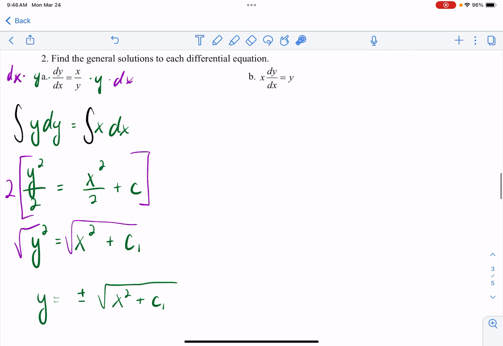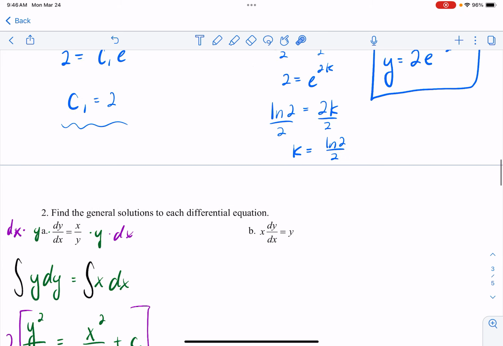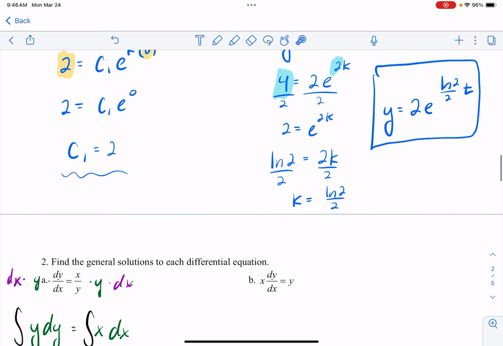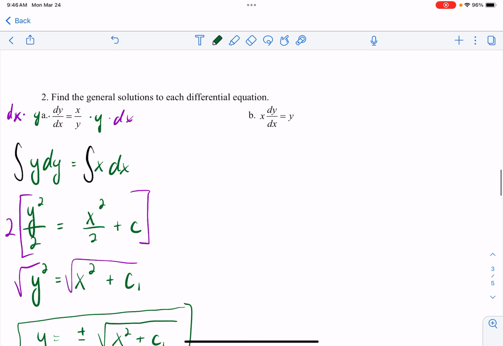If your output is positive in your initial condition, then you know that you're using the positive form of this answer. If your y is negative with your initial condition, then we know we're using the negative form of this square root. And when I say your initial condition, I'm talking about these that are given to you. So in this problem down here, you're not actually given an initial condition. So this would be your final answer: y equals positive or negative square root of x squared plus c sub 1.